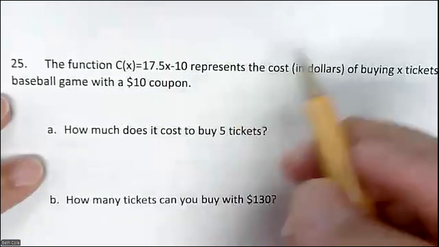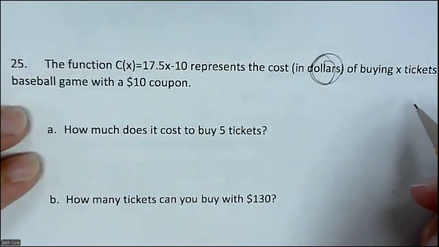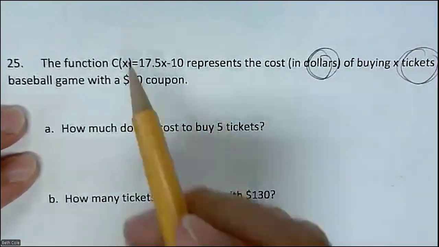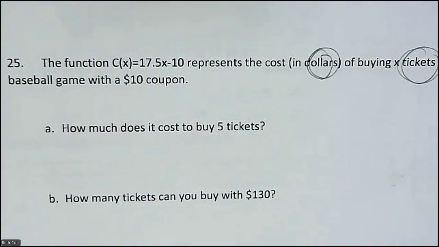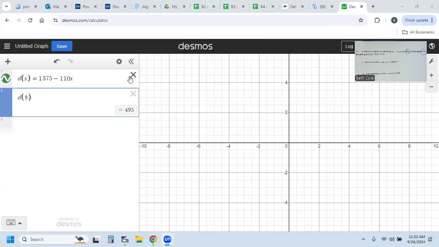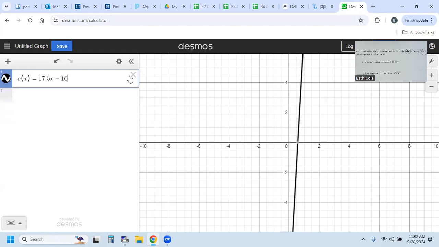All right, last one. This function represents cost in dollars, cash money, for buying x tickets. Why do you think it's C of x? Cost. Okay, again, that letter is just for naming it. So look, you have to look. If you don't look, you're not going to get it. All right, 17.5x minus 10. Oh, why is it minus 10? Read the question.